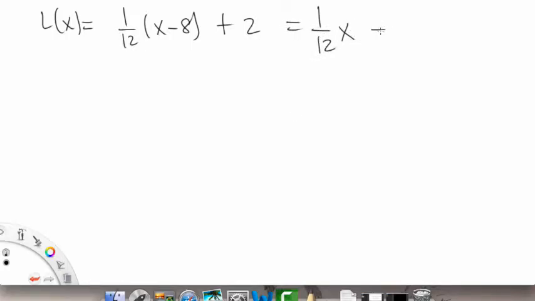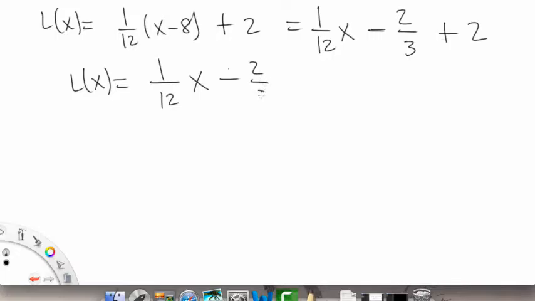So we have L(x) = 1/12 (x − 8) + 2. If we distribute that, we get 1/12 x minus 8/12. That's going to be 2/3, and then plus 2 all the way over there. So L(x) is equal to 1/12 x, and then we have a minus 2/3 and a plus 6/3.